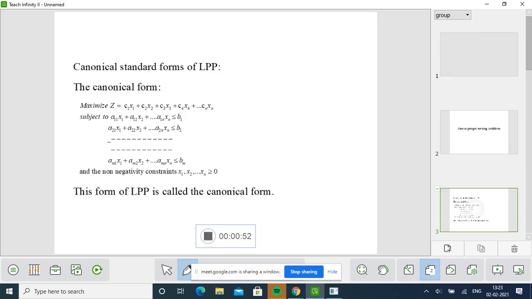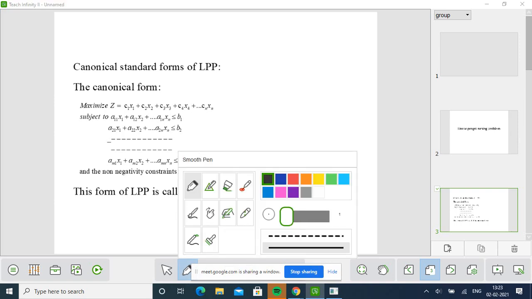Okay, so on a linear programming problem, first thing we are going to do is refresh what was told yesterday: canonical and standard forms of LPP. In the canonical form, the problem is always a maximization problem. That has to be taken care of. So it always has to be a maximization problem.